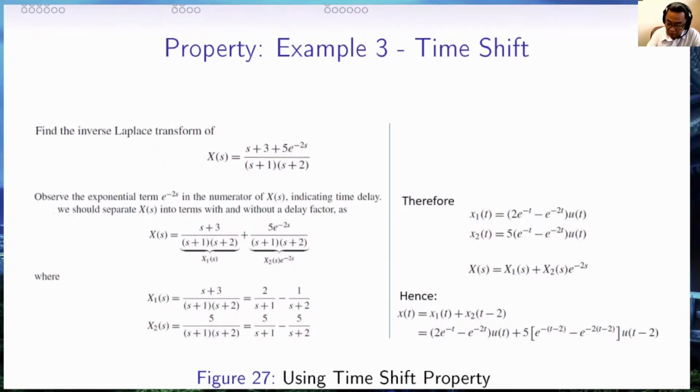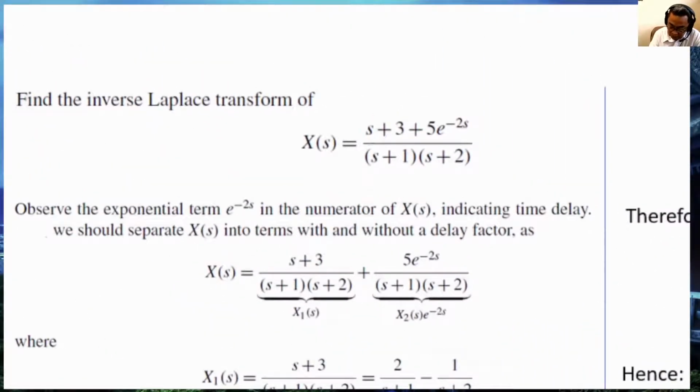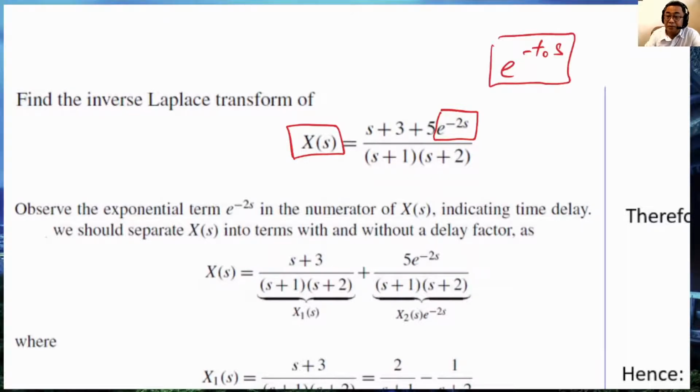Let us see the use of this time shift in an example. We are given X of s. Now remember that anytime we see e to the minus s t naught, this gives us a hint that the signal is being delayed, and in this case it will be by 2 seconds.